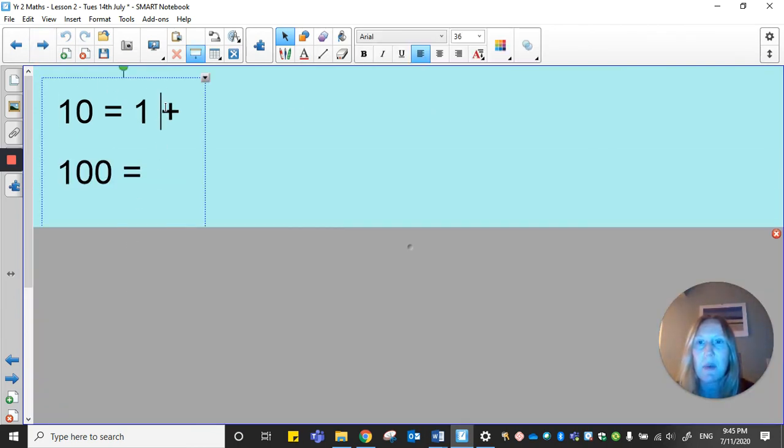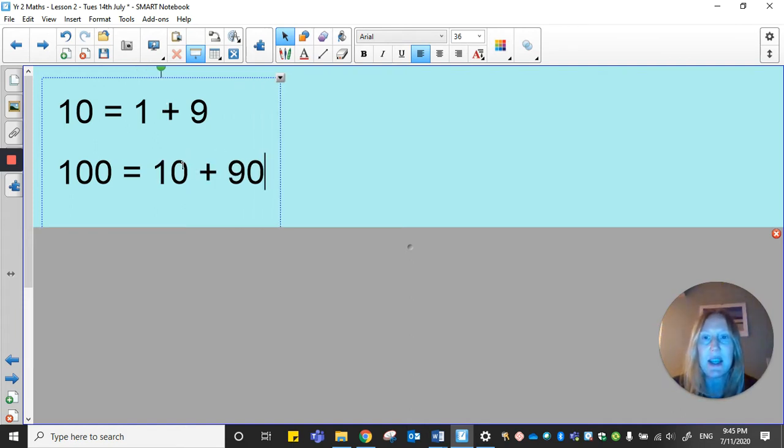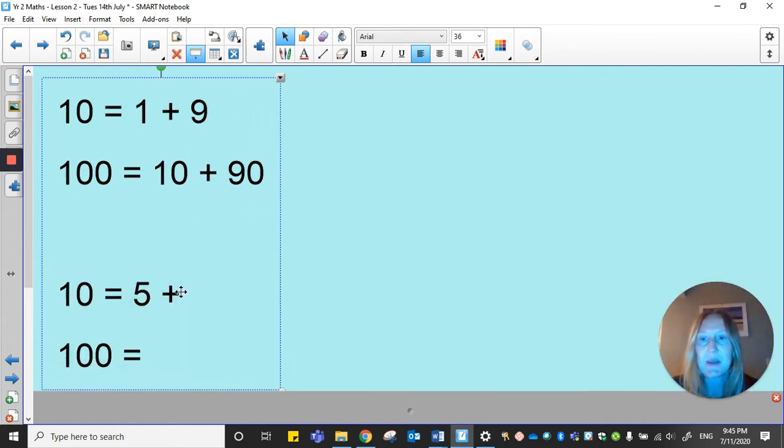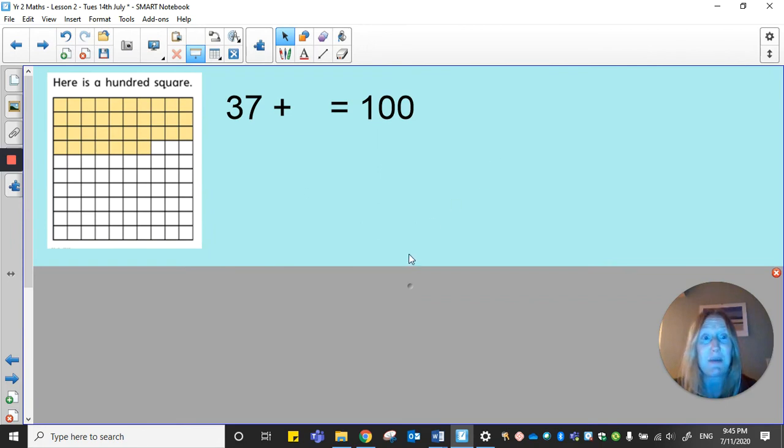Okay, number bonds to 10. 1 plus 9. So what about, instead of 1 one and 9 ones, what if there were tens instead? They would then be 10 plus 90. Well done. Next one. 5 ones plus 5 ones gives us 10. But if there were tens, so if it was 50, 5 tens, we would have to add another 50. And actually, we're going to stop there.